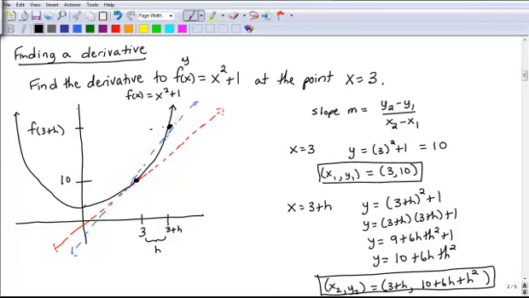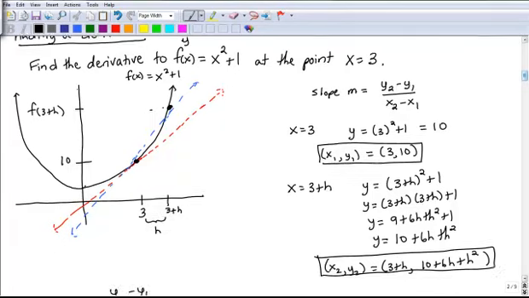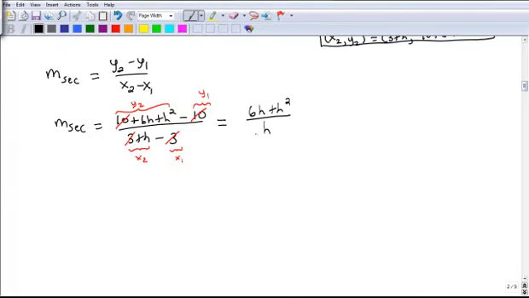To actually make the blue line lie on the red line, that h would have to be 0. I would have to not move at all to get the slope of the red line. The h would have had to have been 0, no movement. But I can't put 0 in for h because there's an h on the bottom, and I can't put 0 on the bottom. Remember, the slope of the tangent line is the limit.